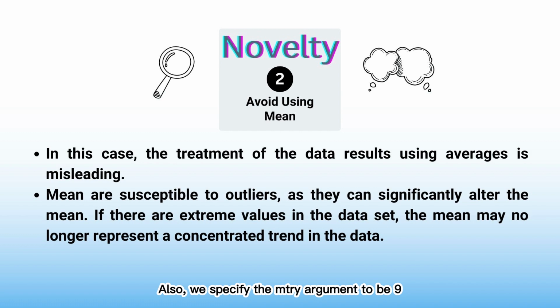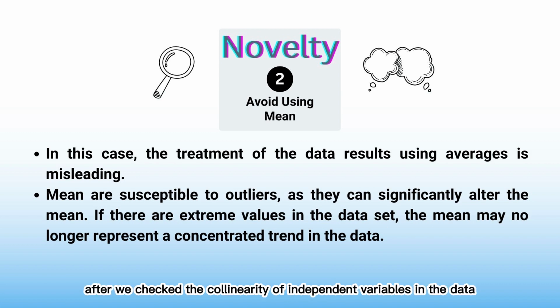Also, we specify the mtry argument to be 9, which means the model will take 9 random variables from the dataset and examine them for one tree. The reason we set mtry to 9 is that after we checked the collinearity of independent variables in the data, 9 to 13 will be the approximate number of truly relevant variables.